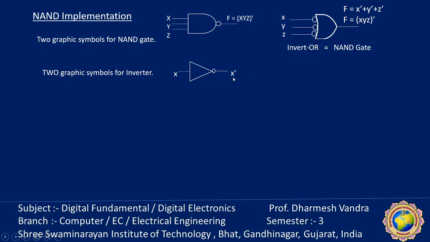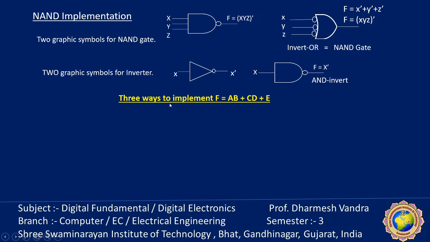Similarly, suppose there is an inverter. As we know, the inverter output is always the complement of the input. If the input is 0, the output is 1, and if the input is 1, the output is 0. The same thing is possible if a NAND gate has only one input. So F equals X dash, an AND invert. So the NOT gate is replaced by an AND-invert gate.